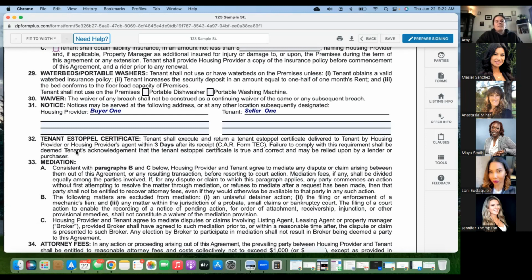Tenant estoppel certificate. The tenant shall execute and return a tenant estoppel certificate delivered to tenant by housing provider or housing provider's agent within 3 days after its receipt. CAR form TEC. Failure to comply with this requirement shall be deemed tenant's acknowledgement that the tenant estoppel certificate is true and correct and may be relied upon by the lender or purchaser. That generally only comes into play if it's not the seller in the property, if there's a tenant in the property. Any questions about 29 through 32?